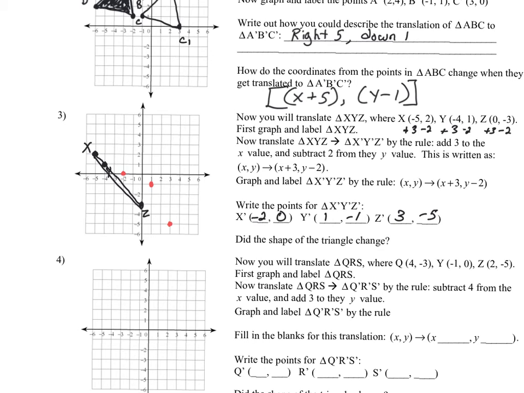Negative 4 plus 1 over 0, down 3. Maybe their graph is pinched in or something, because this definitely looks like a better triangle than the previous one. Now I'm going to mark the corners, the vertices, in black. Those are X prime, Y prime, Z prime, and I'll connect them in red.